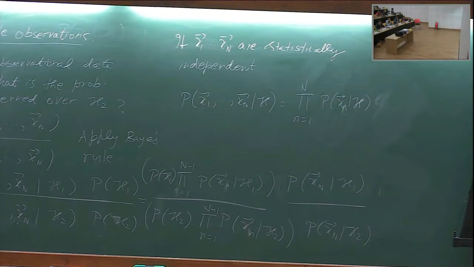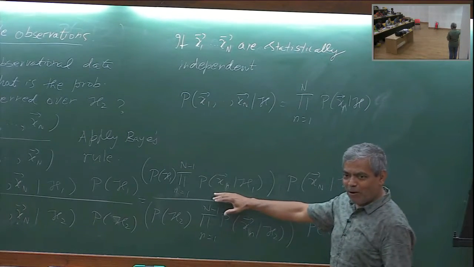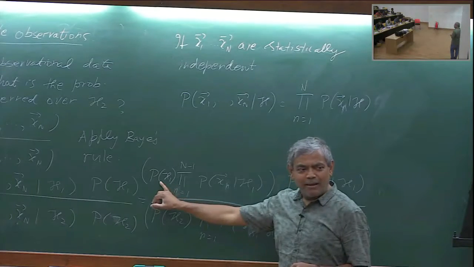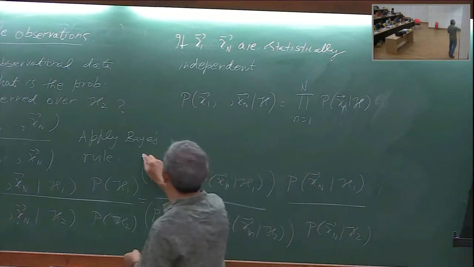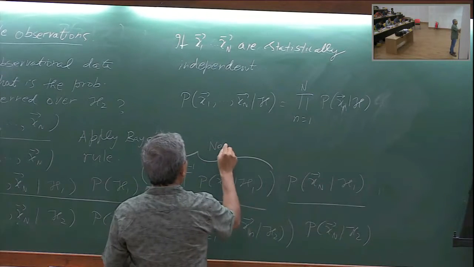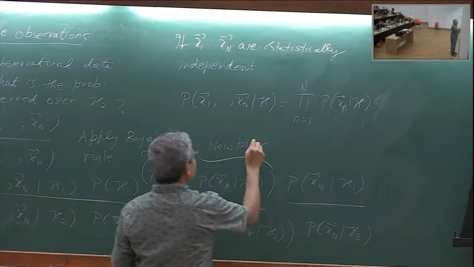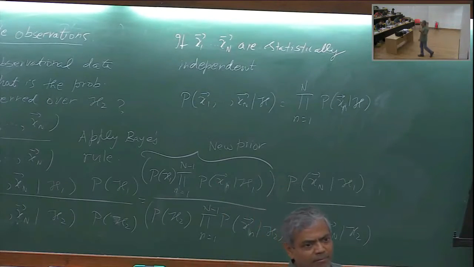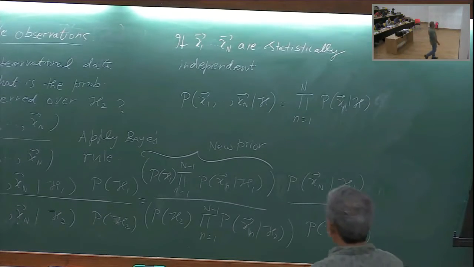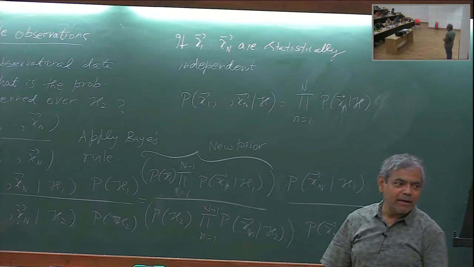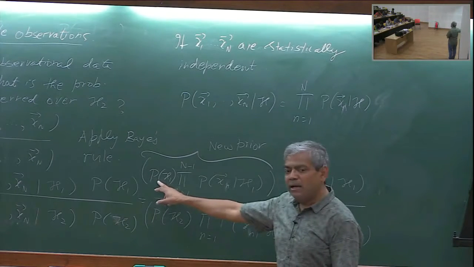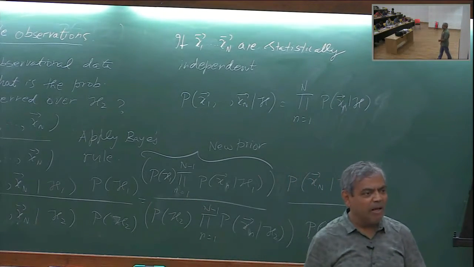Prior, yes. The observations that were made before, together with this, will constitute my new prior. If you made just one observation, then for the second observation, the first observation multiplied by your previous prior becomes the new prior. But in the end, this factor will become negligible.